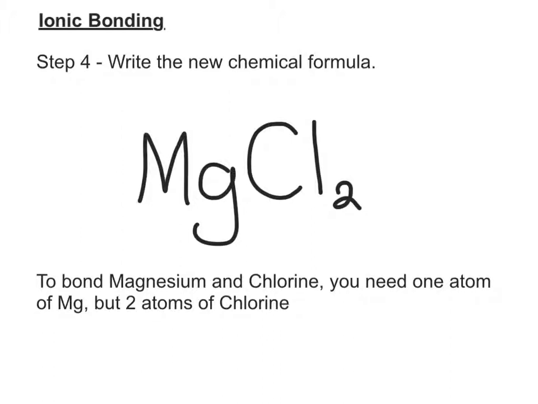We're on the final step 4 for ionic bonding. We're going to write the new chemical formula, MgCl2. Mg, to refresh your memory, was a positive 2 ion. Chlorine, each atom of chlorine is a -1 ion. So you had 2 of them, which equals a -2. And those charges for each atom will balance each other out to make a neutral compound, MgCl2.